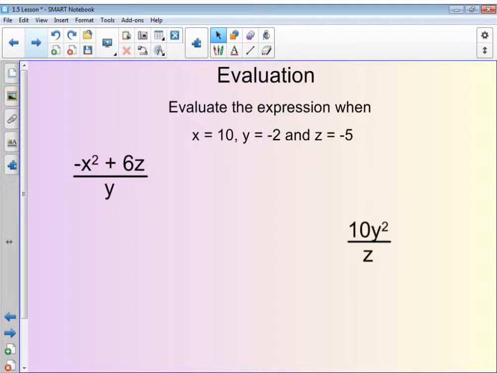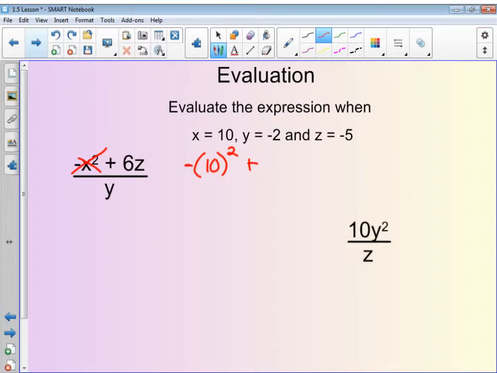Okay, so when I substitute in, I'm going to go ahead and put my numbers in parentheses that I'm substituting in, just to make it easier for me to look at. So here, when I substitute in, I have a negative, and then x is 10. And then I had a squared. Okay, so that part's done. Then I have a plus sign. And then I have a 6. And in parentheses, I'm going to put my z, which is -5. Okay, so I'm putting everything in parentheses so that it makes it easier for me to understand and not forget that I'm multiplying and that this really isn't just 6 minus 5. Right here, it's 6 times -5.